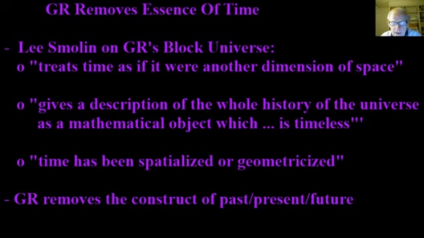So the key point again is general relativity removes the construct of past, present, future, which we tend to think of as kind of an essential property of time. And that's what we're going to try and put back into physics when we continue our series of talks.